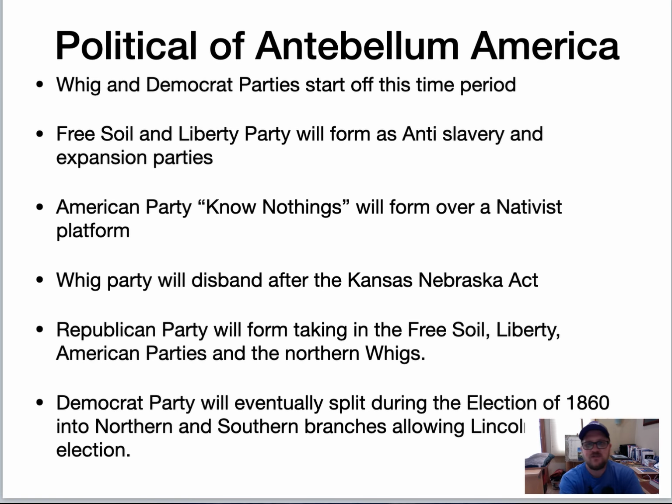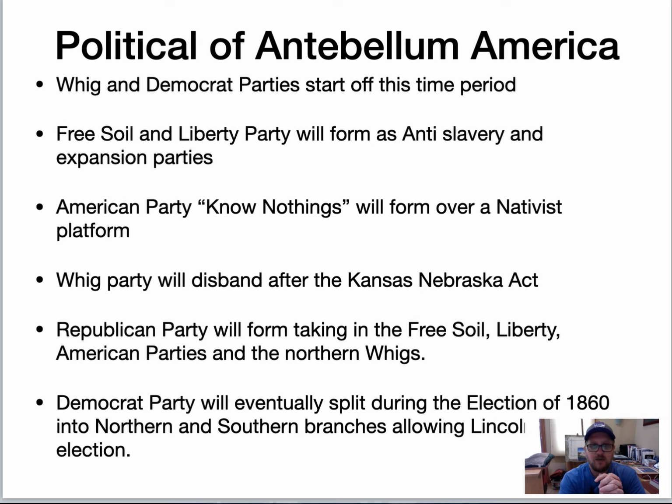And the politics of the antebellum period. Of course, you start off with the Whig and Democratic parties, and then also you see the Free Soil and the Liberty parties come up. The Free Soil being no slavery in new territories, the Liberty Party being very much an abolitionist party. You see the American and Know Nothing Party will form over issues of nativism, especially Irish immigration in the East.